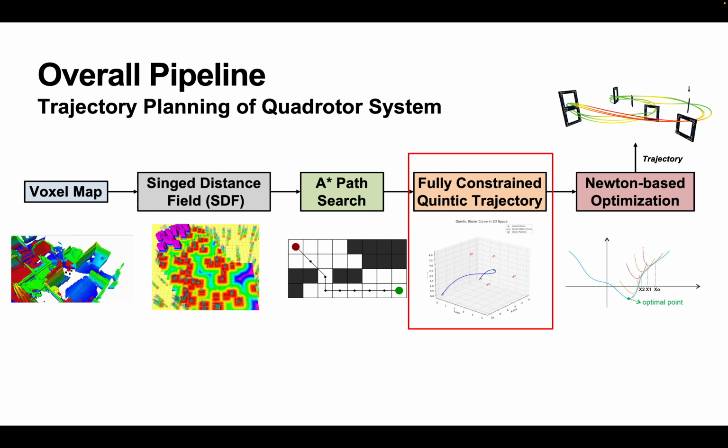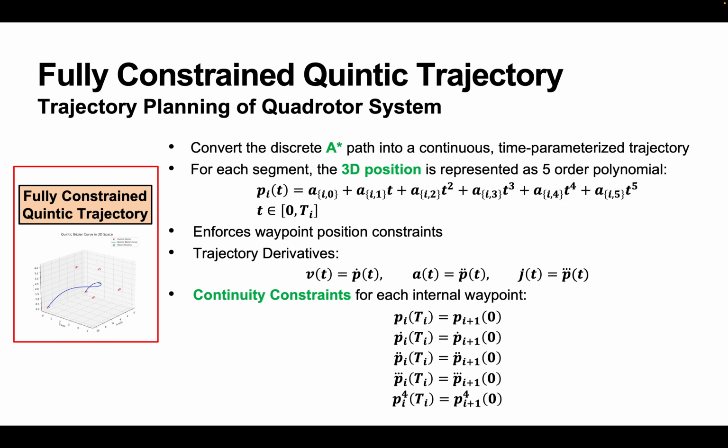Next, we convert the A-star path into a fully constrained quintic trajectory. A path only tells us where to go, but a trajectory tells us where the quadrotor should be at each time. To create this, each segment between two waypoints is represented by a fifth-order polynomial. Since the polynomial is differentiable, we can compute velocity, acceleration, jerk, and snap. At each internal waypoint, we enforce the continuity of these derivatives. This C4 continuity is important because, as shown earlier, quadrotor torque depends on the snap.